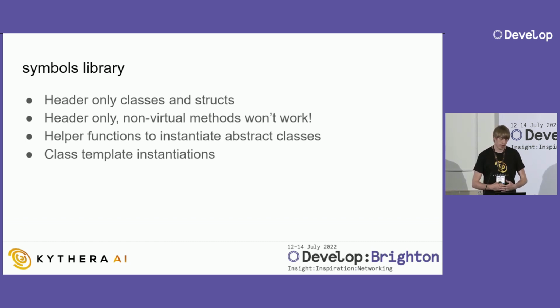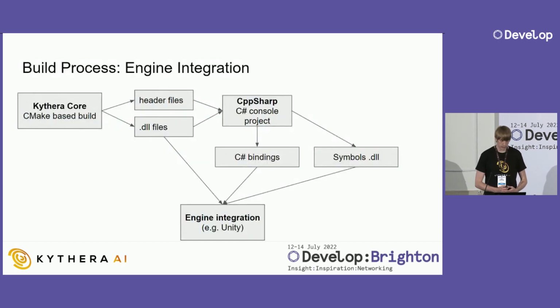It's a similar thing as header-only classes. It's just class templates only live in headers, so we need to generate a bit of code so we can actually use that. More details on that later. So finally, we are done with our build process. We have the DLL files from core, we have the separate symbols DLL file, and we have the C# bindings. At this point in time, all those files are still engine independent. They work with every C#/.NET based engine.